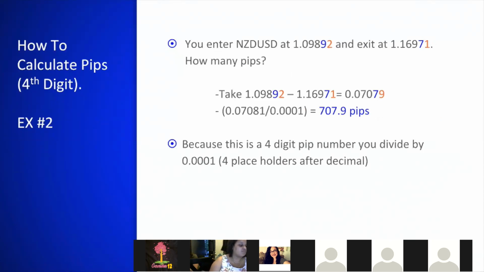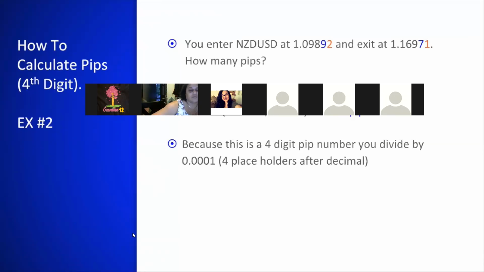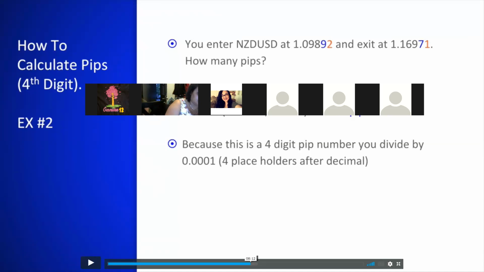So when you take 0.07079 divided by 0.0001, you should get 707.9 pips. Okay, did that make sense to everybody? It's just simple subtraction. That's it. So really quick, somebody had a question?